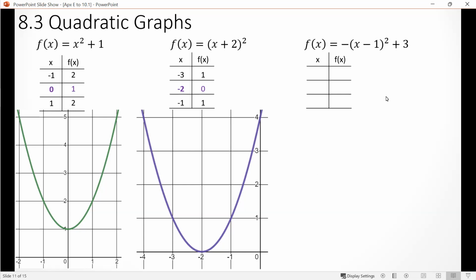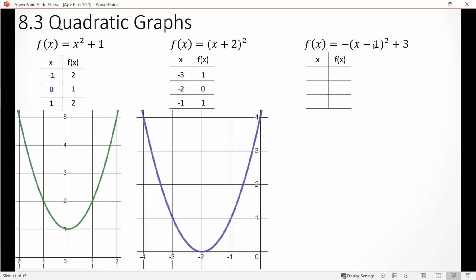Now we come to our most complicated quadratic that we have here. And you see that we have a negative out front. So what that's going to do is kind of flip everything here before we add the 3. But we're going to pick our x values the same exact way. What is going to make this squared piece as small as possible? Well, that's when x is +1.